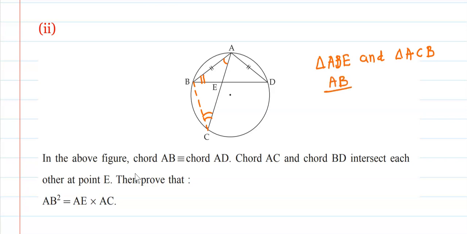AB upon AC is equal to BE upon CB is equal to AE upon AB. What do we want to prove? We want to prove AB square, so we consider the first and last ratio. AB upon AC is equal to AE upon AB. Cross multiplication gives AB square is equal to AE into AC, and hence the theorem is proved. Okay. Now see this here.